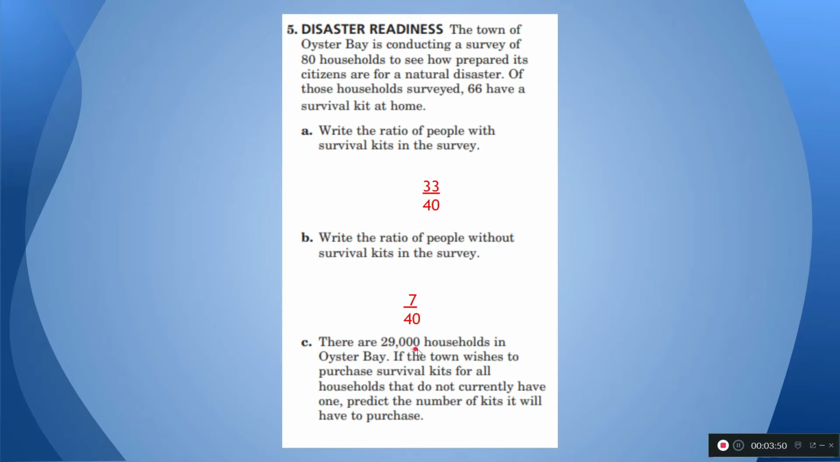If you had so many green apples, so many red apples, what if you had 1,000? What if you had 2,000? Well, this is one of those cases: what if we have 29,000 households? Then how many would we need? Given this ratio, we say that there are 7 that don't have it out of every 40. So what if we have 29,000? Then how many don't have it? How many will we need to buy so that everyone has one?